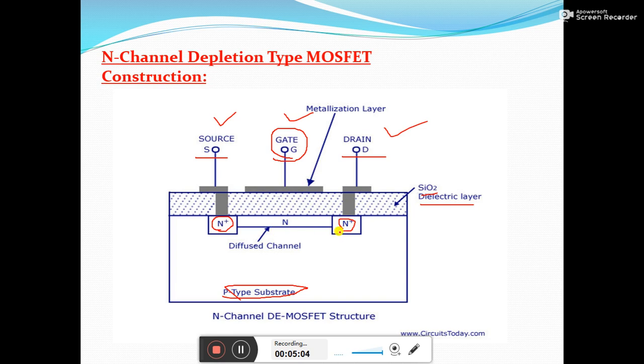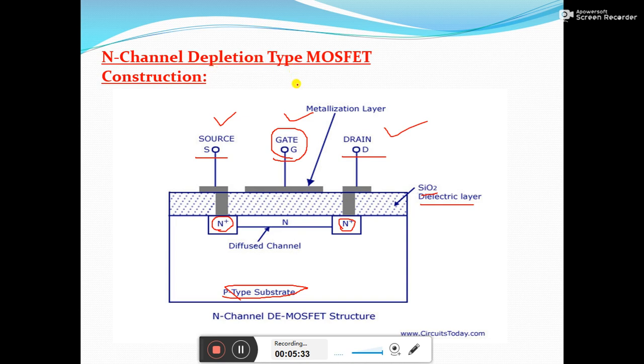As I told you earlier, in case of depletion type of MOSFET, the channel would be there during the construction itself. These two terminals are linked with the channel here. This diffused channel will be of n type material, and that's why it is called an n channel depletion type of MOSFET.